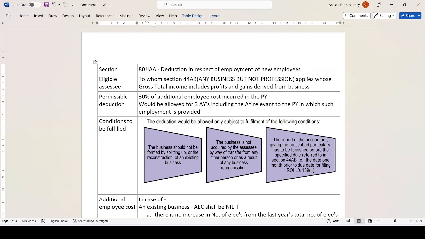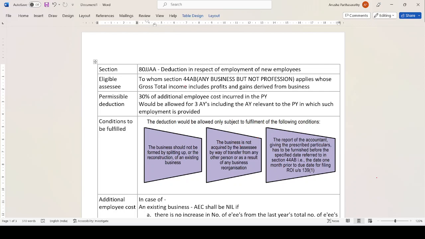I think I will give a recap of the provisions of DT, in a video of maximum 15 to 20 minutes. So in that way, I thought I will start with section 80JJA, which is a deduction in respect of employment of new employees. So let's move on.